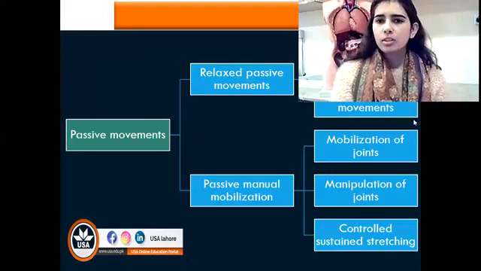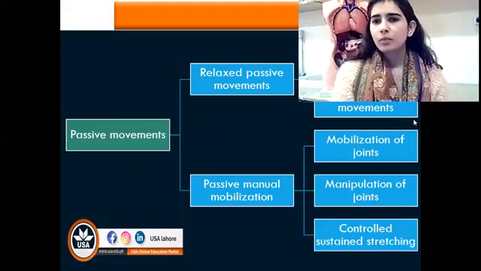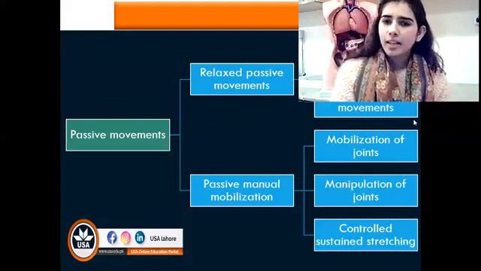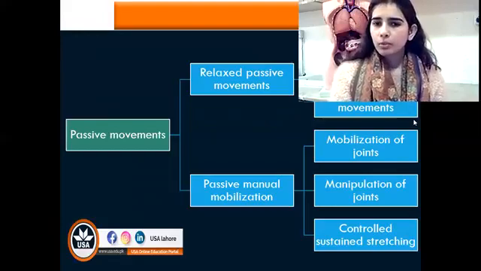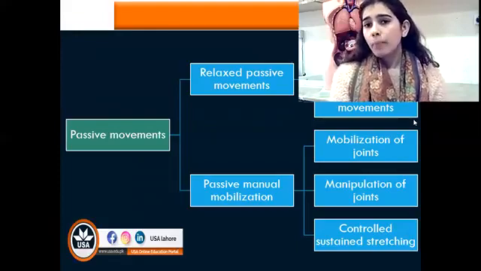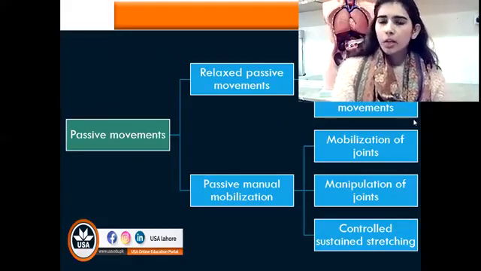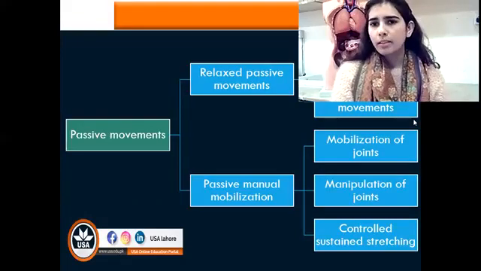Then comes the passive movements. The passive movements could be of two types as we saw. They can be relaxed passive movements or they can be passive manual mobilizations. The relaxed passive movements could be physiological and accessory. We'll see the details of that. And there are some passive manual mobilizations in which there is the simple mobilization of the joint, and then comes the manipulation of the joint, that is mobilization with a fast thrust, and then comes the controlled sustained stretching in order to relax the muscle. That is also performed passively and it's included in the passive movements.